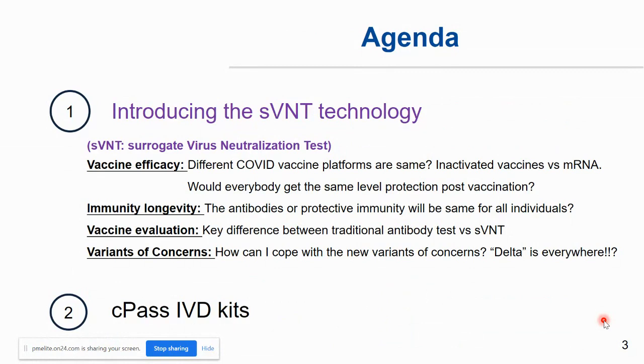Vaccine evaluation: there are so many different technologies out there. What are the key differences between the traditional antibody detection method and our SVNT technology? In terms of the variants of concern, this is in the news every day. Everybody's concern is, how can I cope with the new variants of concern? Now that Delta is everywhere and taking over the infection, the number of infected individuals is growing every day. These are the questions that many of us are wondering.